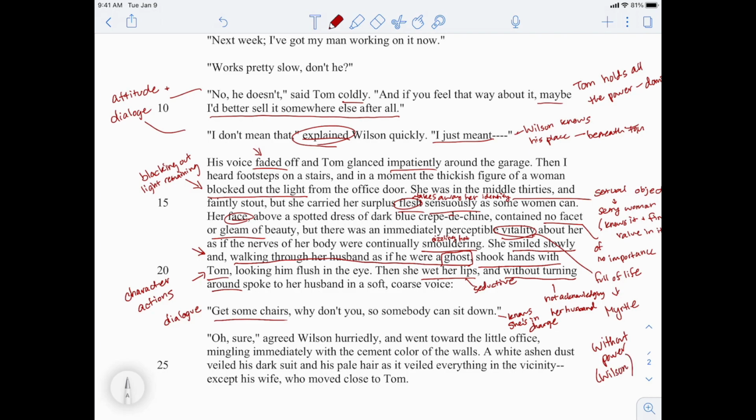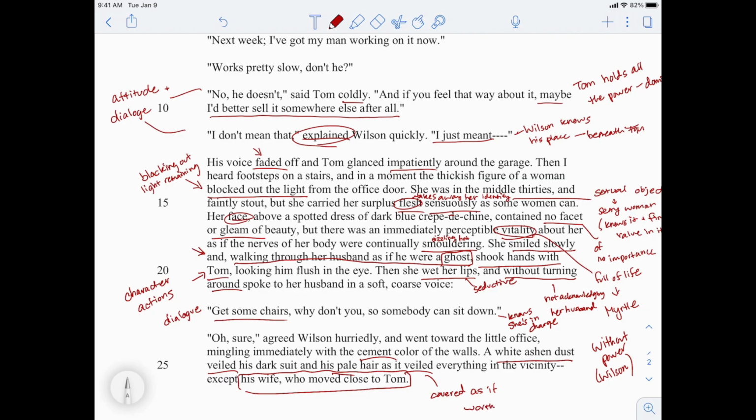"Oh, sure," agreed Wilson hurriedly, and went toward the little office, mingling immediately with the cement color of the walls. "A white ashen dust veiled his dark suit and his pale hair as it veiled everything in the vicinity except his wife, who moved close to Tom." Okay, so first of all, these words appear: cement color, white ashen, and then veiled. Veiled, I'd say, is covered, as if worthless.